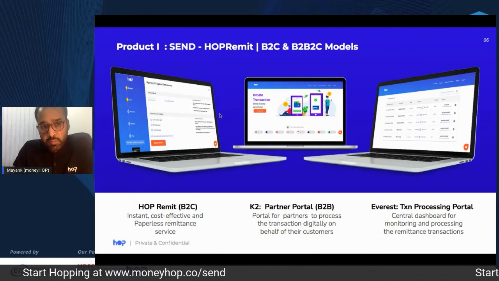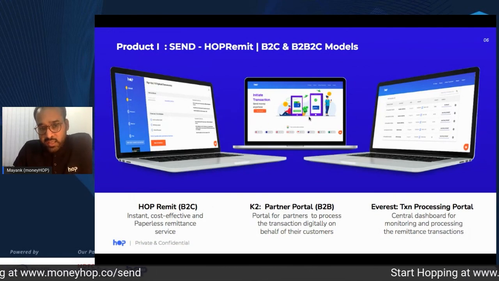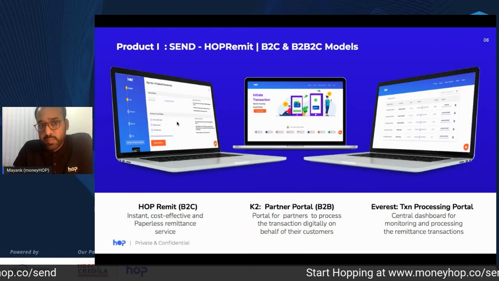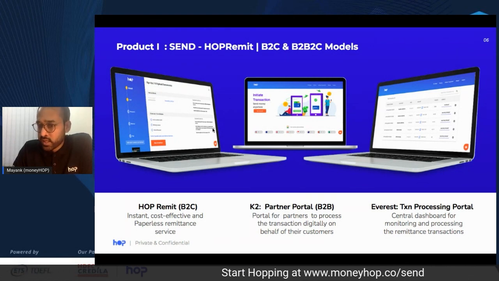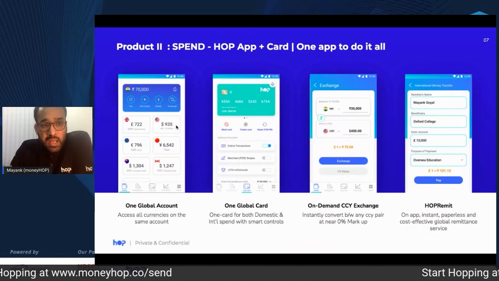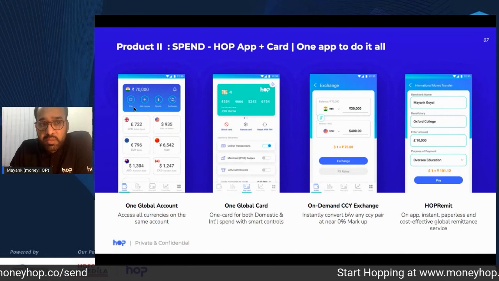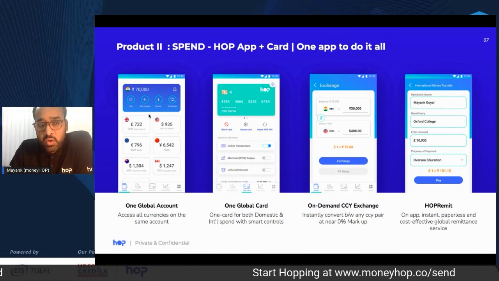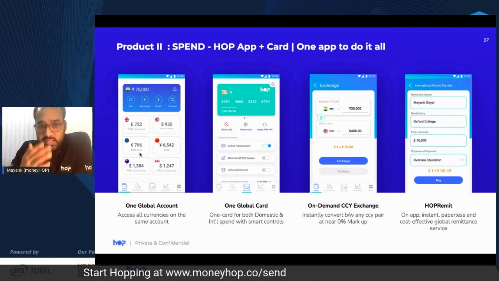This is how the platform looks. The send platform, as you can see in the middle screen, you just log onto the website, submit your documents, and the transaction is going to be on its way, right? From the card perspective, this is how the application looks. As you can see, you have a primary account, which is an INR account. You have pounds, euro, Australian dollars, whichever currency you require.